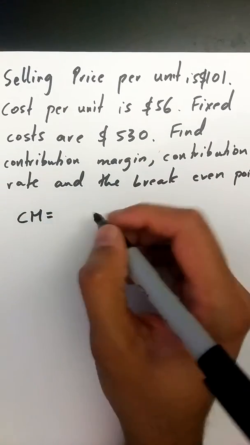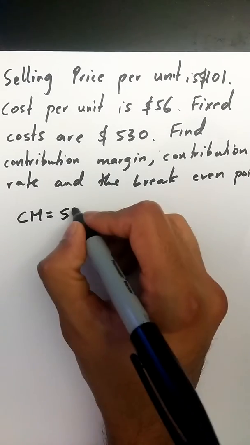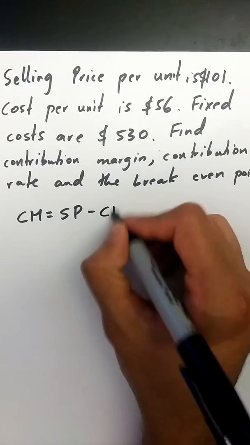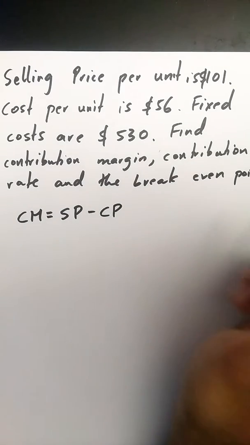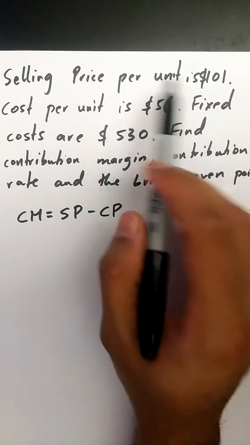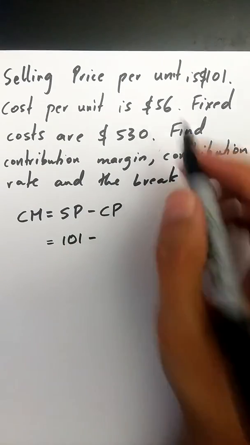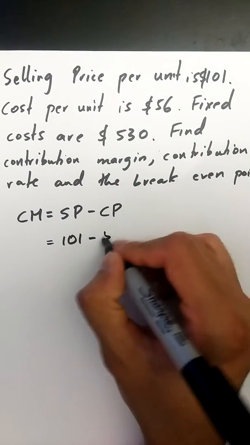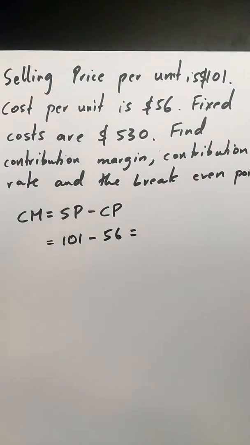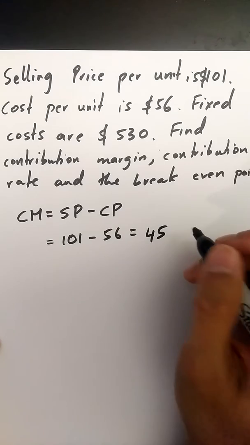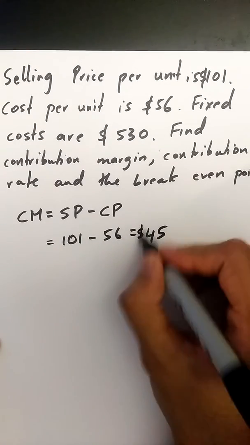So contribution margin is just your selling price minus your cost price, or basically your variable cost per unit. You know that the selling price per unit is 101 and the cost per unit is 56. So we know that our contribution margin is $45.